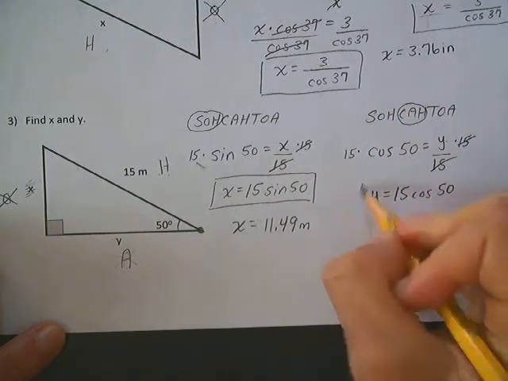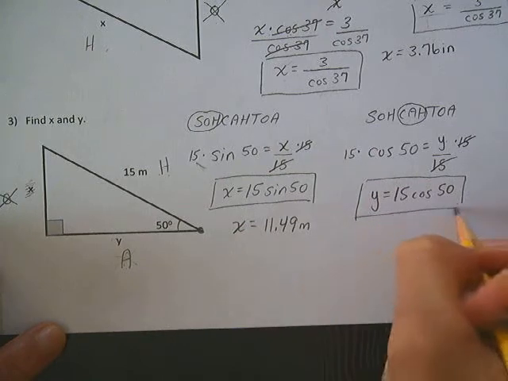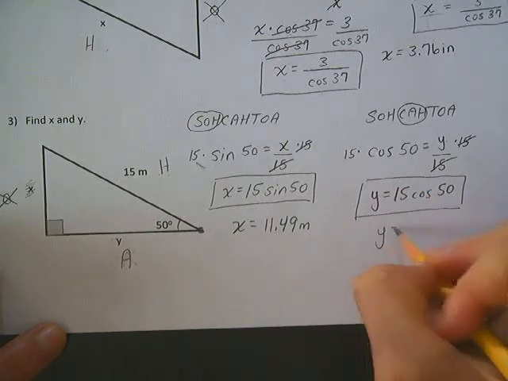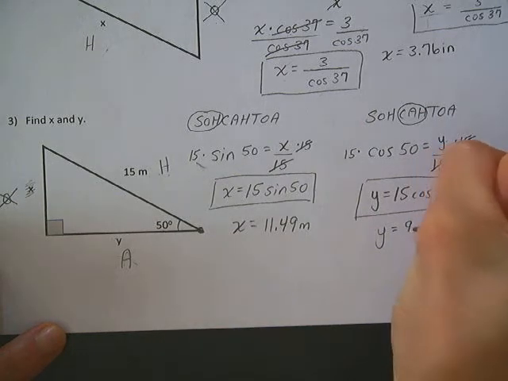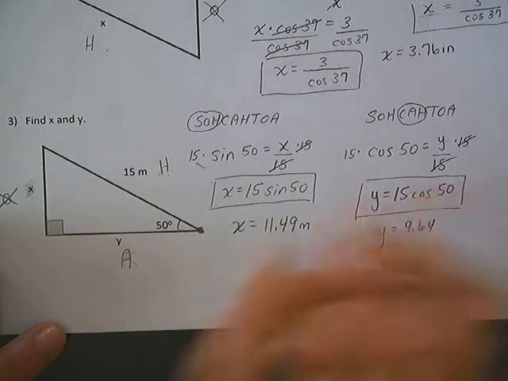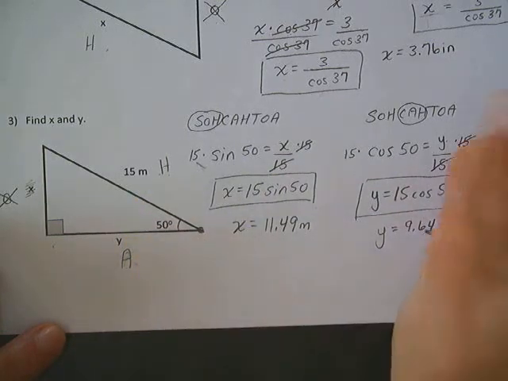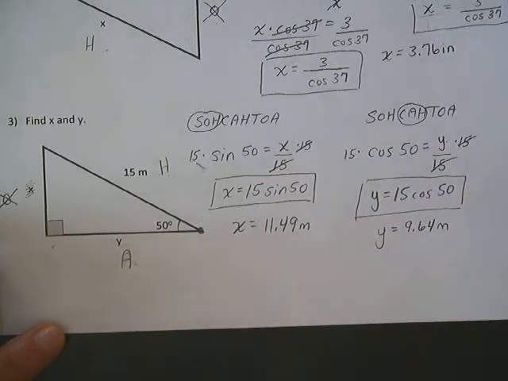And again, if you don't have a calculator, you can leave it like that. Or you can type that in. So I'll type that in real quick. 15 cosine of 50. We get 9.64. And then again, that's the length of this side, and the units are meters, so it'd be 9.64 meters.